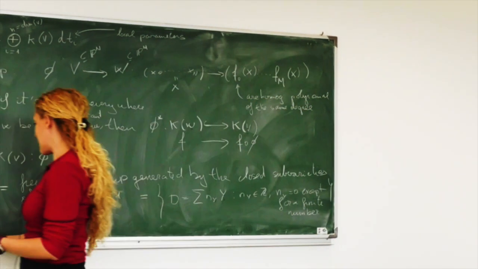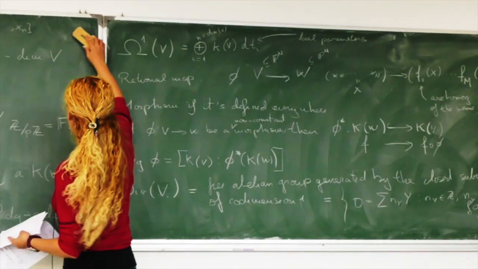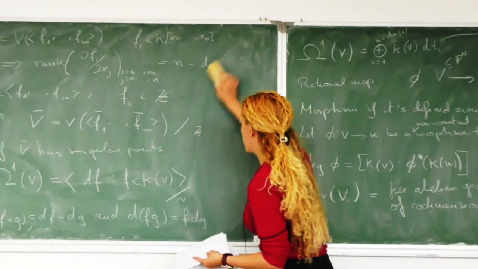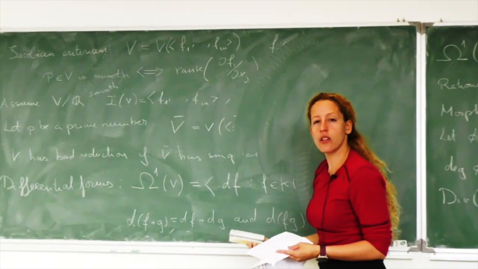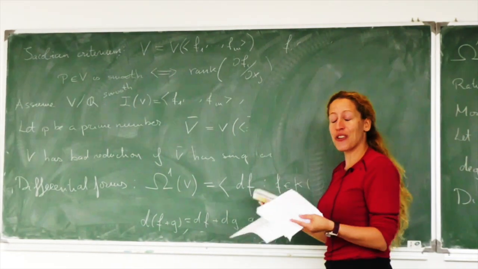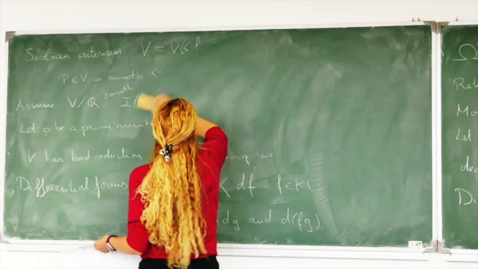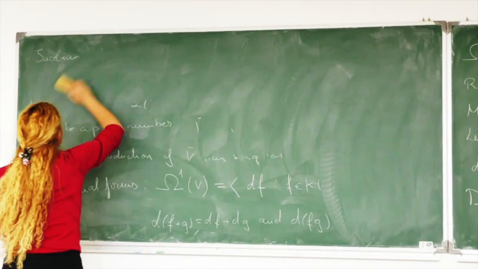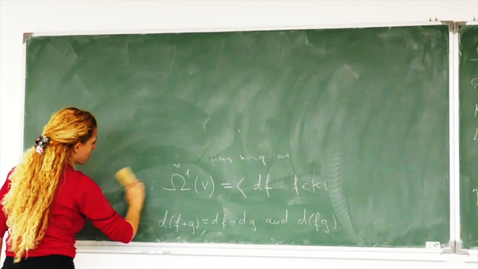Okay, so what is the nice thing about the divisors? Actually, divisors come up in a natural way when you consider functions on your variety and you look at the zero locus of those functions. And then you are going to get divisors in a natural way. So this is why I defined those divisors. And now let's look at the zero locus of functions on varieties.